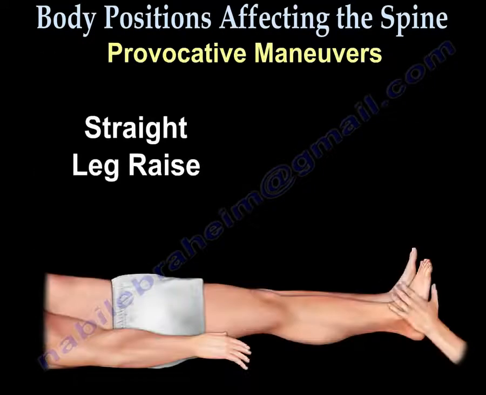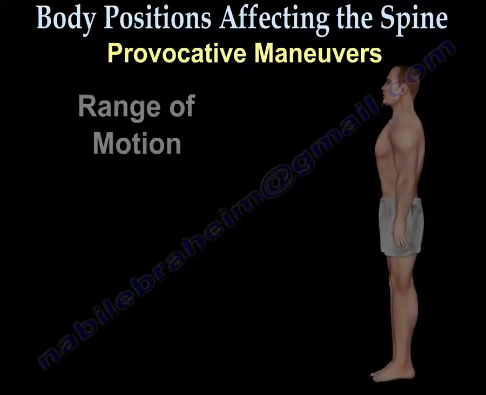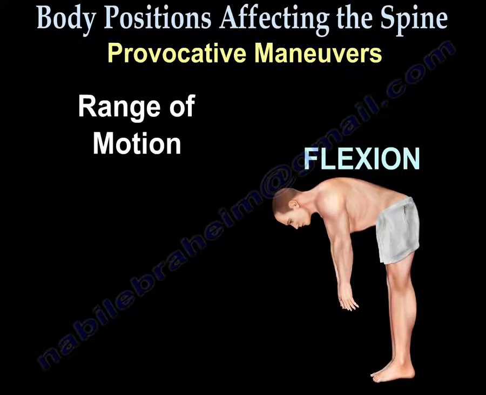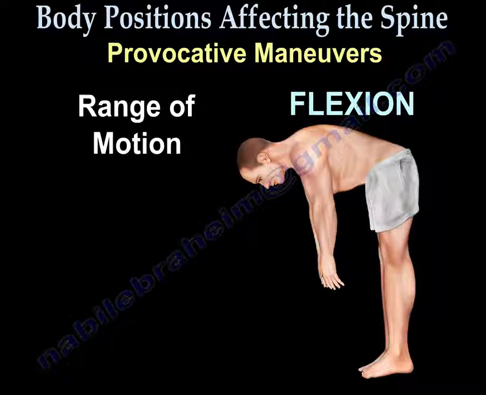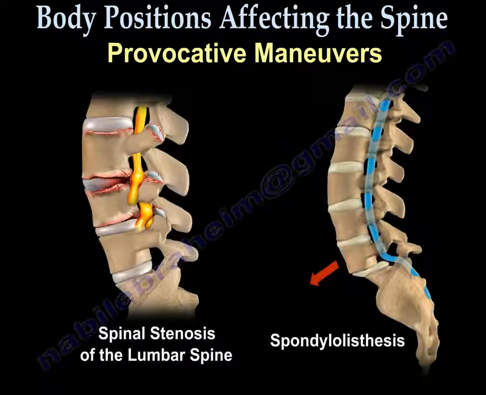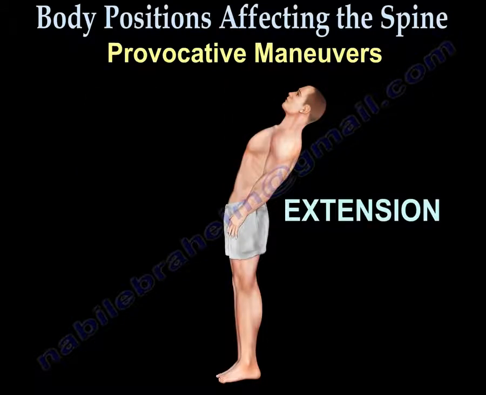The straight leg raise test or tension sign indicates possible disc herniation. In classic sciatica, a herniated disc is indicated to be on the opposite side of the leg which is raised. Range of motion tests involving flexion of the spine will also produce pain in patients who have disc-related disorders. Patients with spinal stenosis or spondylolisthesis will also demonstrate pain during extension of the lower back.